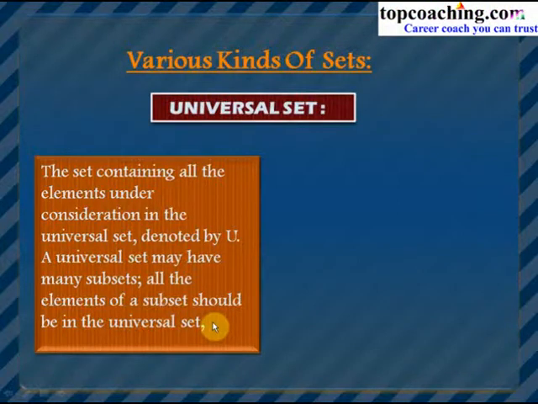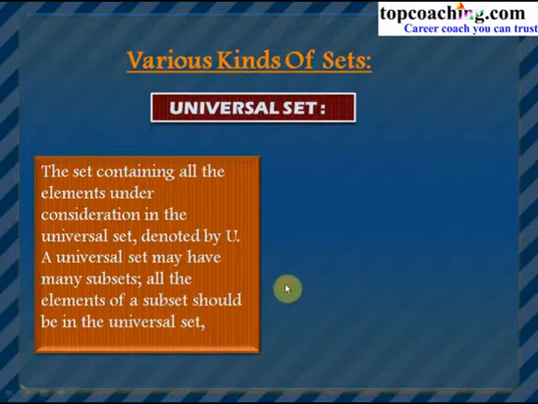Now, what is a universal set? A universal set is a set that contains all the elements which are under consideration. So a universal set has all the elements that we are actually interested in, and it is denoted by U. Now, this universal set may have many subsets, and all the elements of this subset should be in the universal set. So that is why the name comes universal. Universal contains all the elements. So there could be various subsets of universal sets.